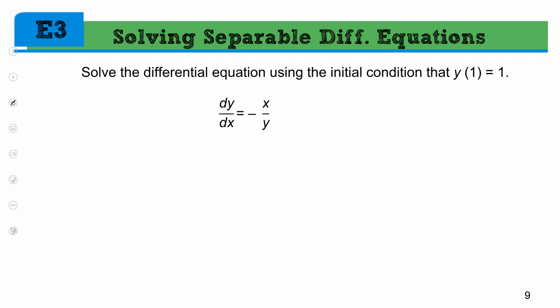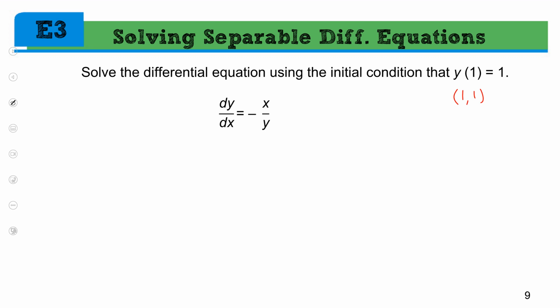Now, you'll notice also that there's something different here. In the problem, I told you that y1 equals 1. That's a fancy way of saying the point (1, 1) is on the original function.